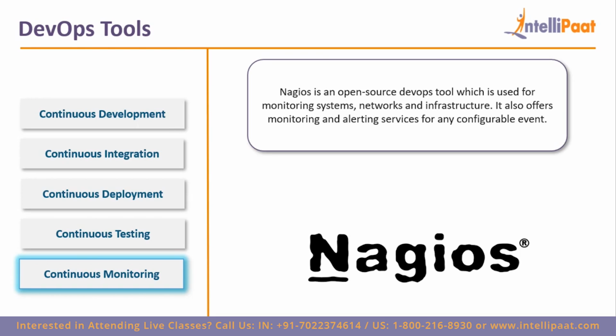So this is why Nagios is used. Nagios is an open source DevOps tool used to monitor systems, networks and infrastructures. It provides you network monitoring, application monitoring and also infrastructure monitoring. It has 3 different services. It also offers monitoring and alerting services for any configurable event. So you can set up alerting services, that is, whenever there is a change made or when your site goes down, it alerts you, and you can make the changes and get your site up and running immediately.